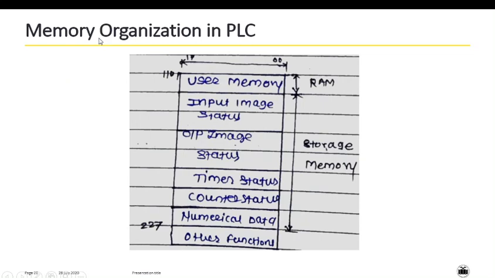So this is the organization of these memories in the PLC. Firstly, there is a user memory or RAM. Below that, input image status and output image status, that is the IO memory. Below that, there is timer status, counter status, numerical data, and other functions. So likewise, the memory is organized in your PLC.